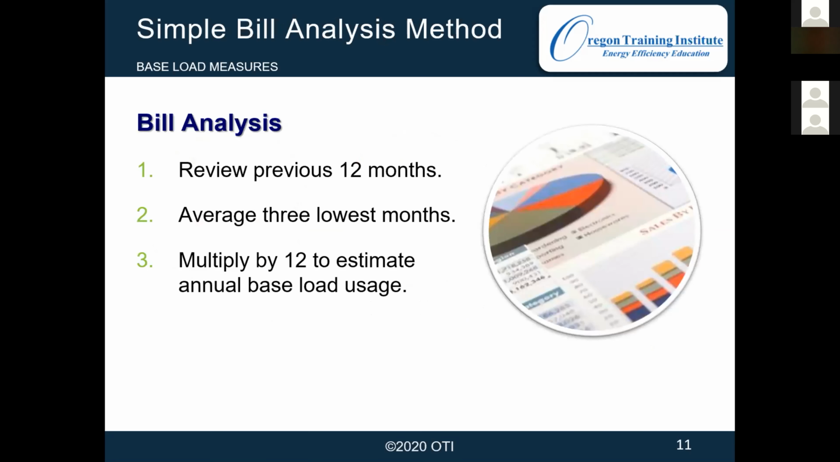So to calculate the base load, we're going to take their year's worth of utility bills, and we're going to average the 3 lowest months, the shoulder seasons, when they're not using any or very much heating or cooling. Once we've averaged that, then we'll have the average monthly usage. If we want to know the total year, we'll just multiply that by 12 to get the whole year's worth.